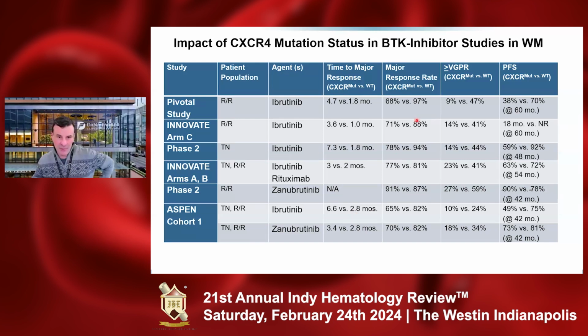Also, the depth of response was much lower if you had a CXCR4 mutation. Let's take, for example, the major response rate in this pivotal trial: 68% if you had the CXCR4 mutation, 97% if you did not. Look at VGPR, the depth of response here: 9% if you had the CXCR4 mutation, 47% if you didn't, if you had only the MYD88 mutation.